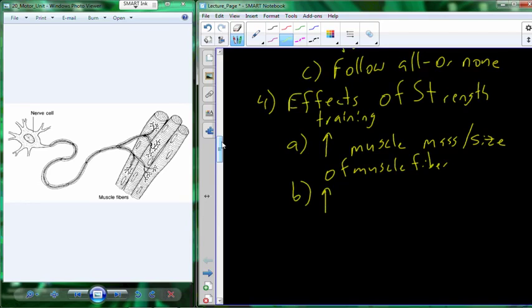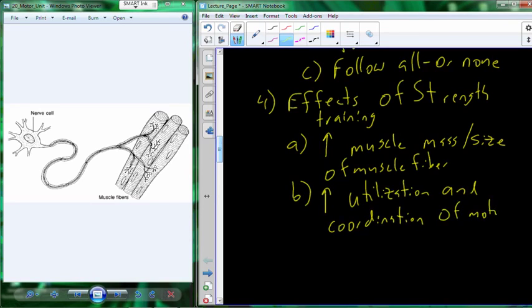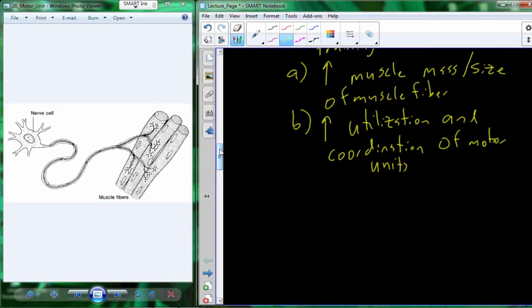You're also going to have a higher utilization and better coordination of individual motor units. So you might think of this as increasing your dexterity and your motor control. We'll see an increase in strength.